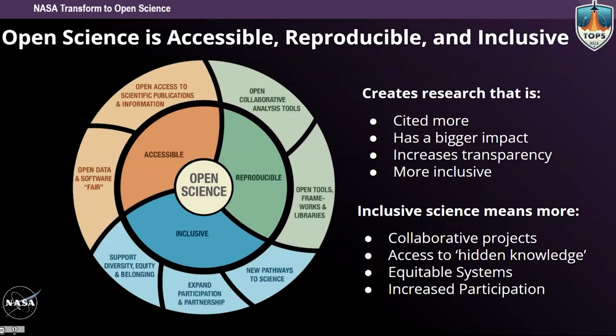So what can we do about this? This is where open science comes in. So open science is the path to a 21st century science. It's accessible, reproducible, and inclusive.